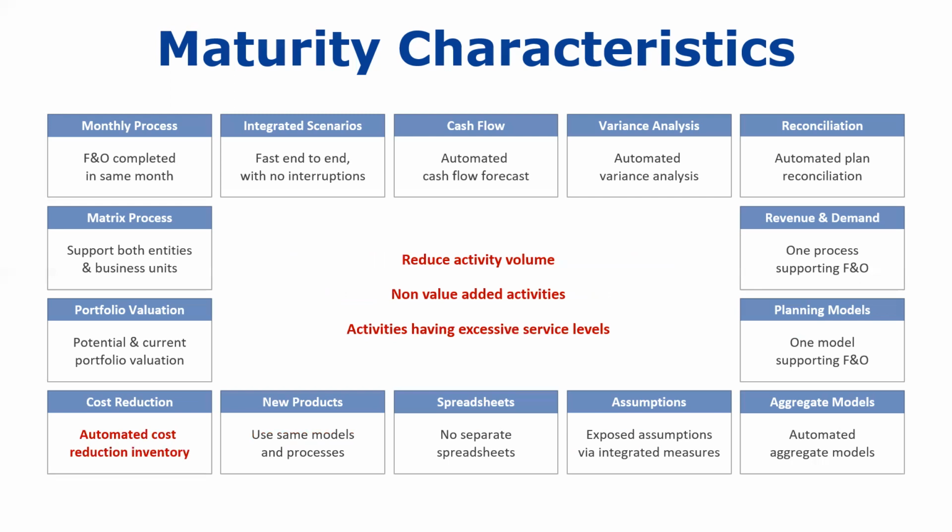The next thing, which is a characteristic of a mature process, is that you should really never have to do manual cost reduction projects. One of the things that should come out of this process as a byproduct should be places where you can either reduce activity volume, eliminate non-value-add activities, or identify activities where you're providing excessive service levels. So these things should be, again, part of the overall process.